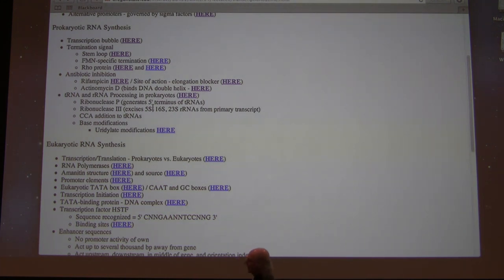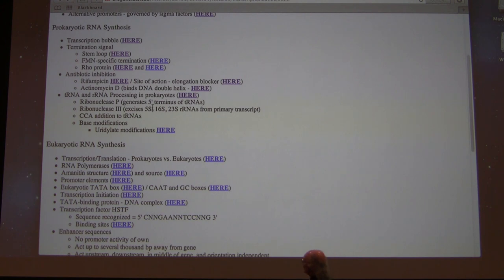Ribonuclease 3 cuts out the ribosomal RNAs. Okay? Cuts out the ribosomal RNAs. That's the 5S, the 16S, and the 23S. And again, we're talking in bacteria here.